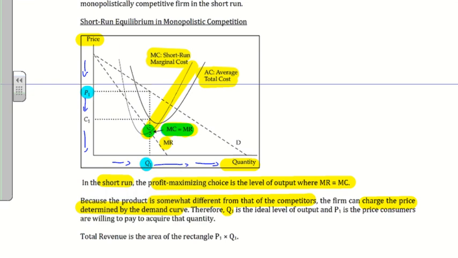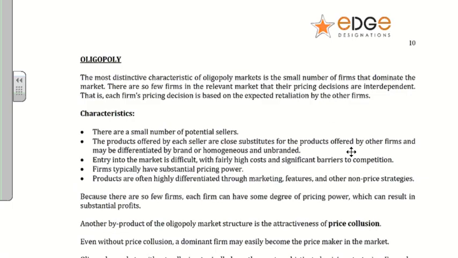Total revenue, nice and simple. Total revenue is P1, the price that they can charge at that particular point, times the quantity that they can sell at that particular price point.